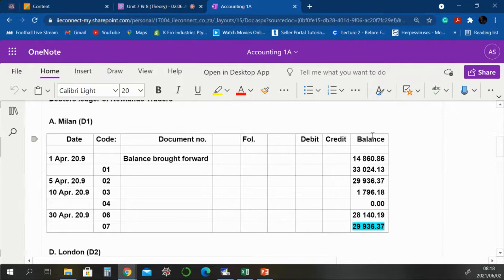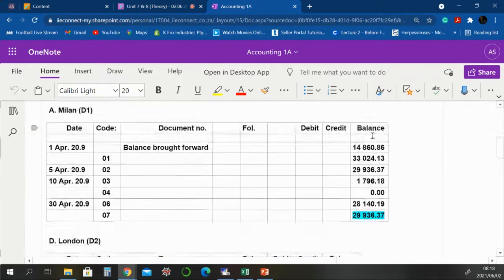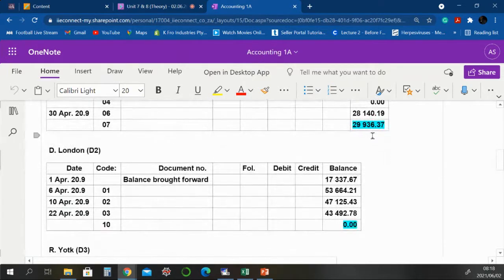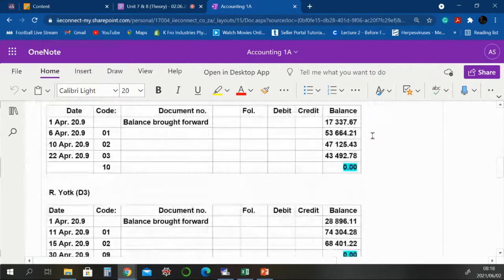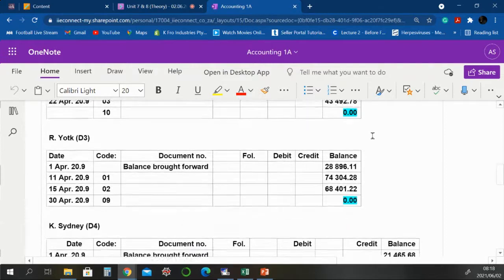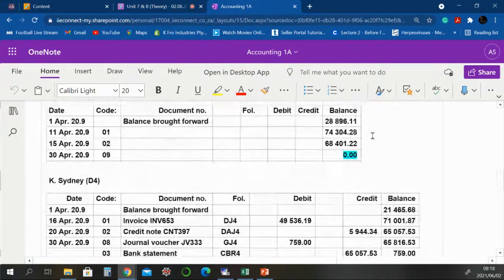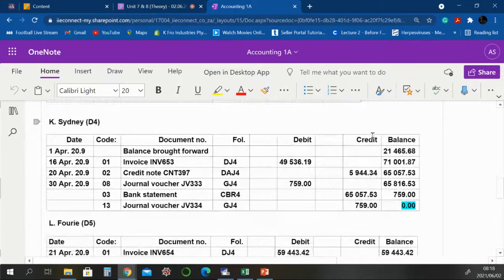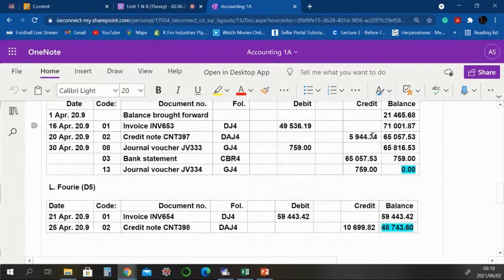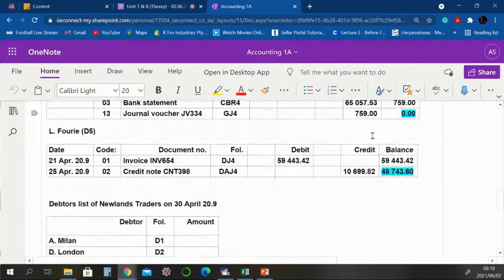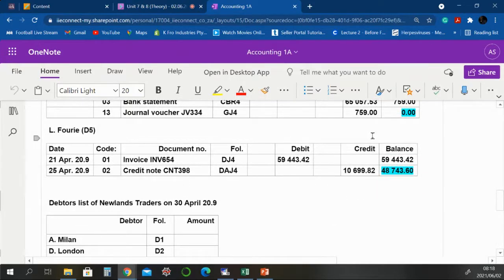So there you can now see we've got the balance for A Milan. We move on, we've got D London. His balance is 0. He's paid off everything he owed us, in other words. And then we have R. I don't know how to pronounce that word. I'm not even going to try. And then we have K Sydney. Balance in blue as well. So those two owe us nothing. And then finally we have L Flory there.